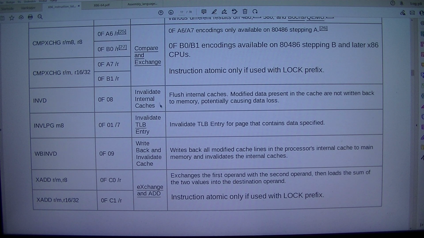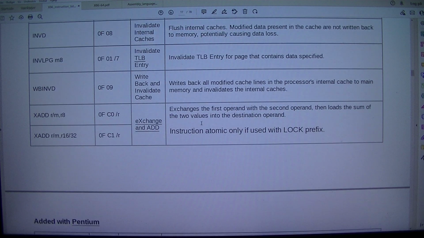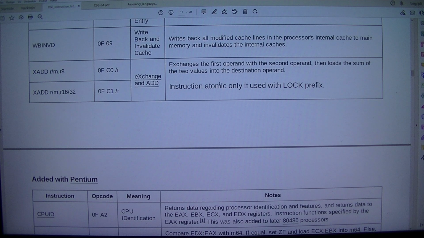INVD 0F08: invalidate internal caches. Flush internal caches. Modified data present in the cache are not written back to memory, potentially causing data loss. INVLPG M 0F01/7: invalidate TLB entry for page that contains data specified. WBINVD 0F09: write back and invalidate, writes back all modified cache lines in the processor's internal cache to main memory and invalidates the internal caches.